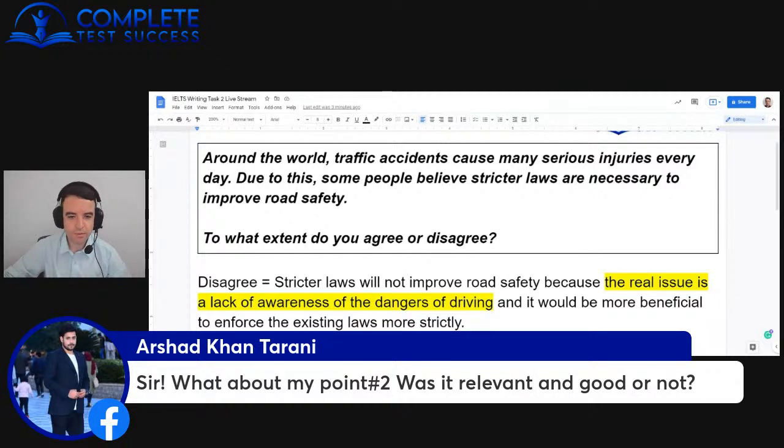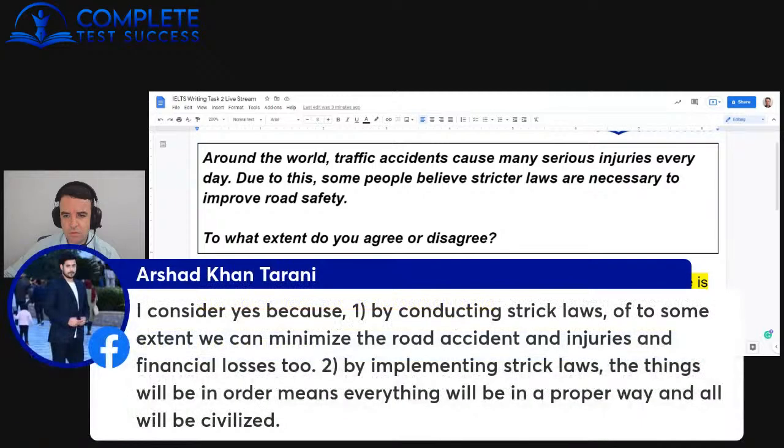Sir, what about my point number 2? Was it relevant and good or not? Arshad. Did I not comment on that already? By implementing strict laws, things will be in order, means everything will be in a proper way and all will be civilized. No, it's the same issue. You're just describing the outcome. Okay.